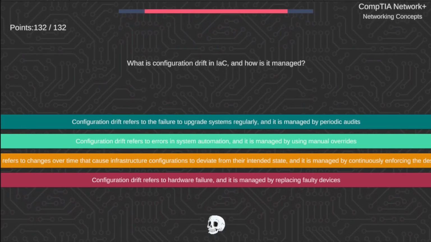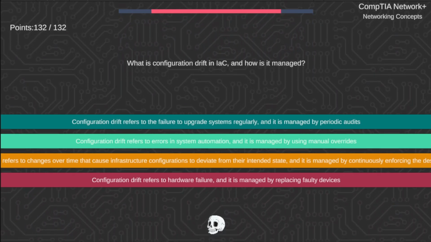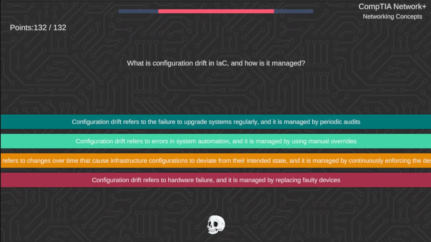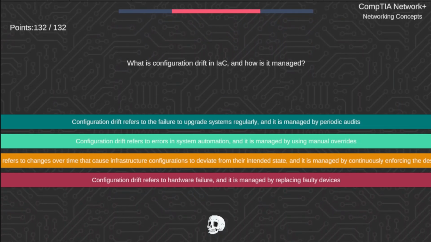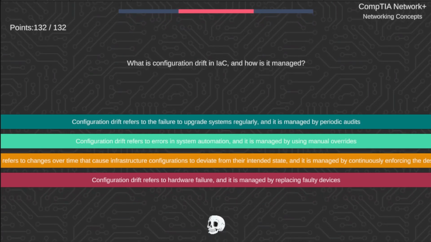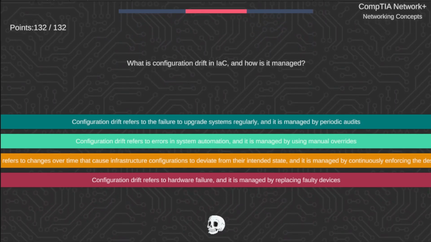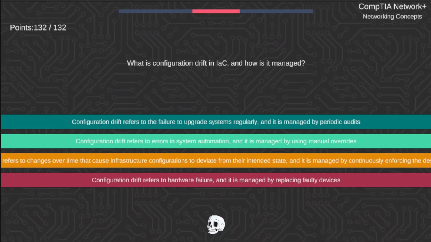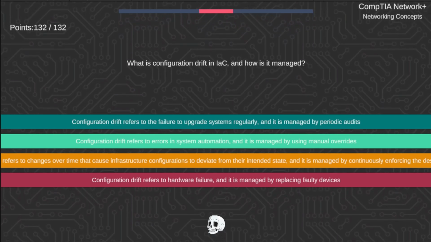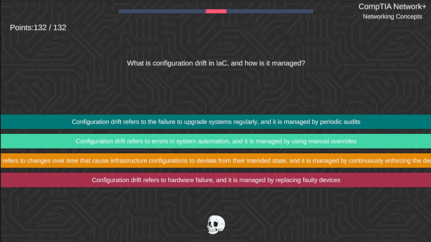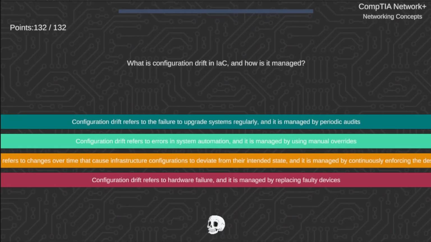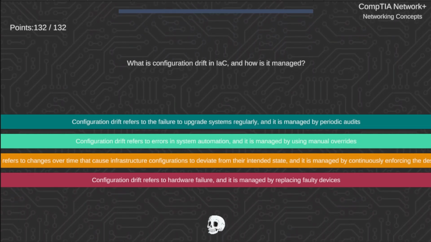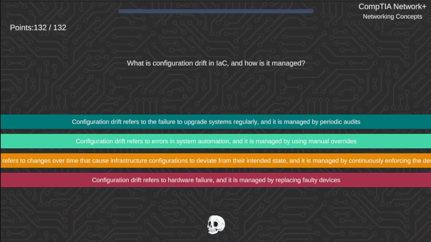Configuration drift refers to the failure to upgrade systems regularly and is managed by periodic audits. Configuration drift refers to errors in system automation and is managed by using manual overrides. Configuration drift refers to changes over time that cause infrastructure configurations to deviate from their intended state and is managed by continuously enforcing the, I'm assuming that says design, or configuration drift refers to hardware failure and is managed by replacing faulty devices.